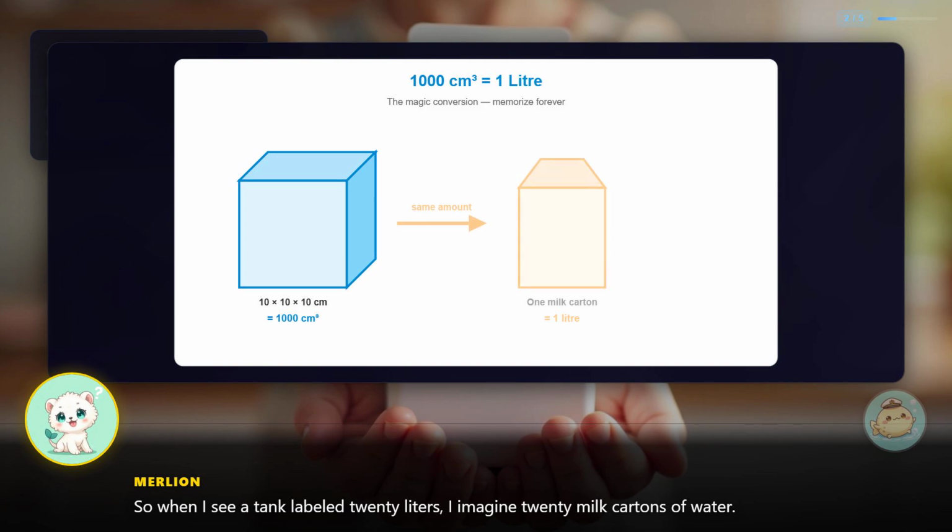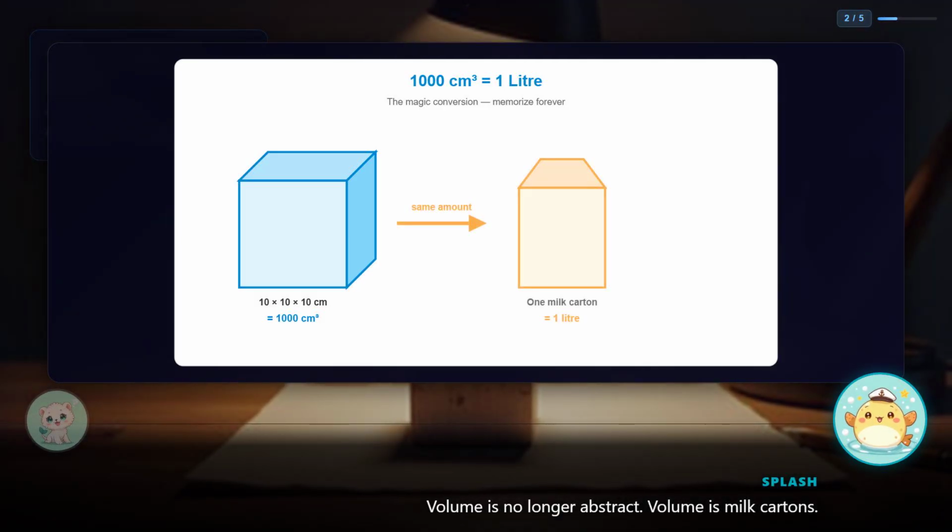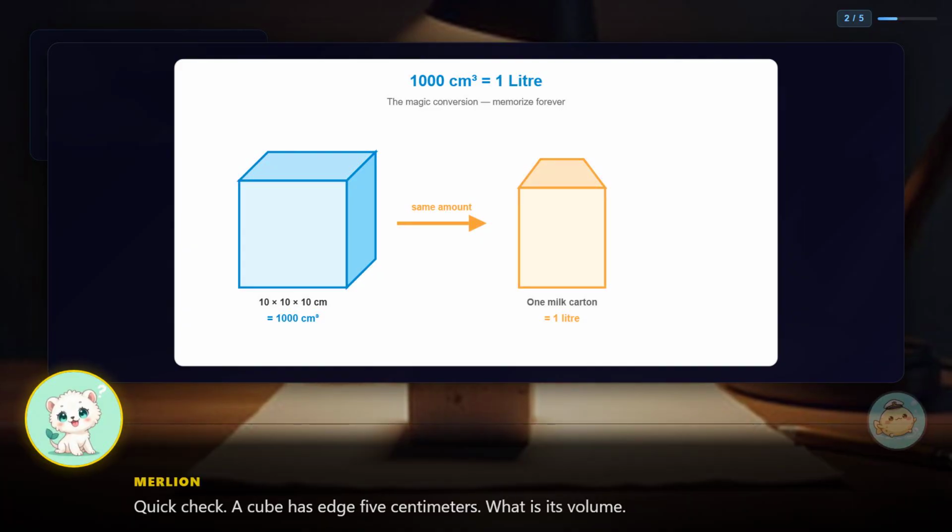So when I see a tank labeled 20 liters, I imagine 20 milk cartons of water. Volume is no longer abstract. Volume is milk cartons. Quick check!